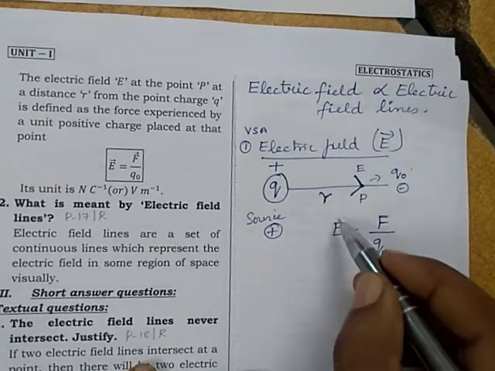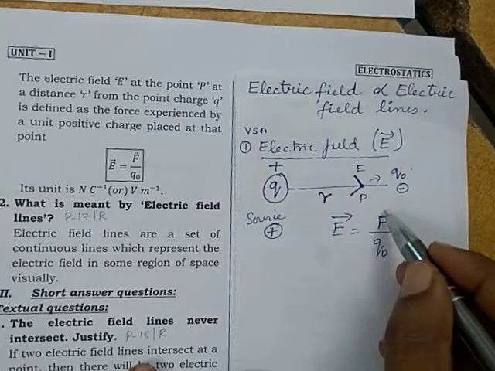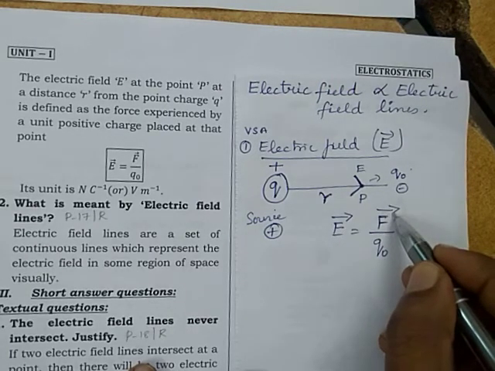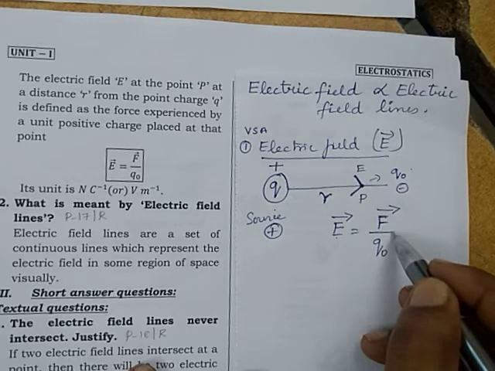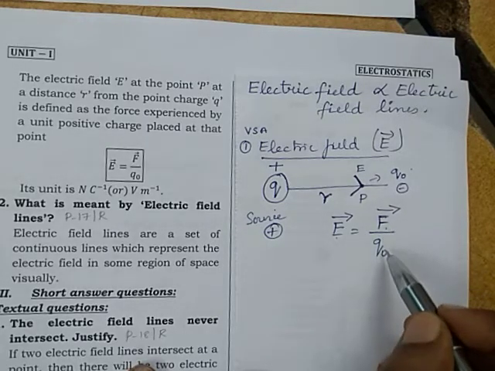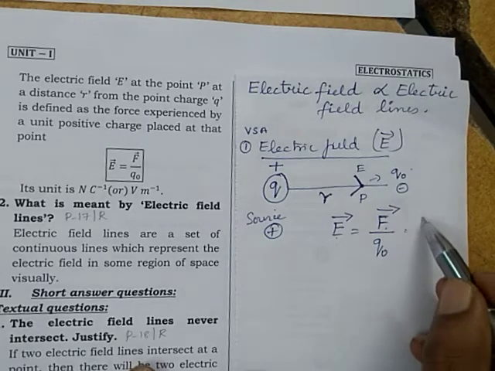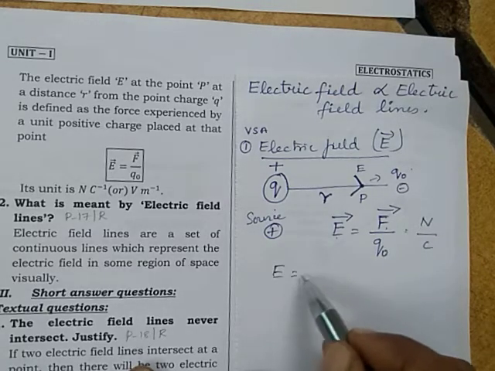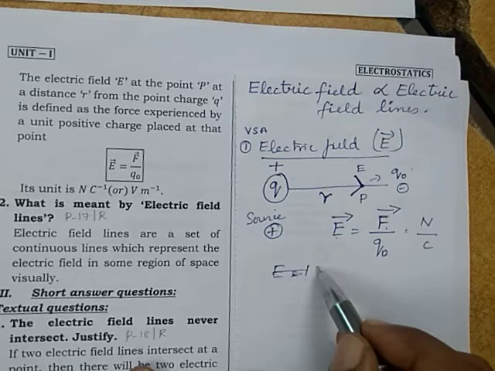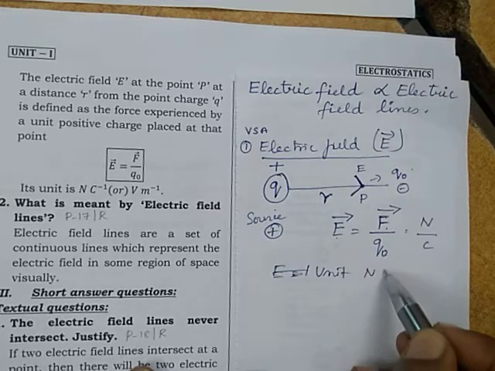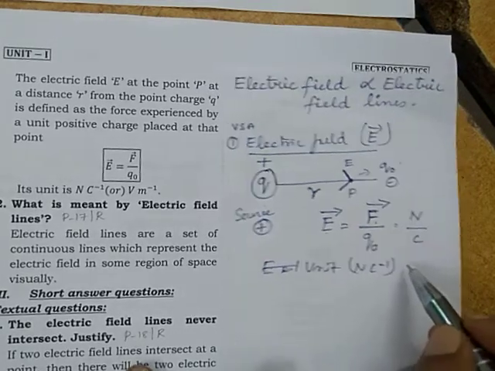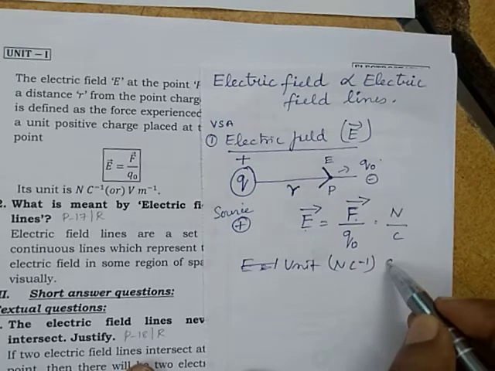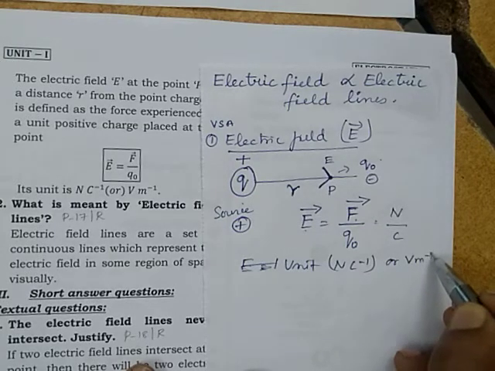Here electric field is a vector quantity, then force is a vector quantity. The unit of electric field is force by charge. We know the unit of force is Newton and the unit of charge is Coulomb. So the unit of electric field is Newton per Coulomb, or we can write this one as volt per meter.